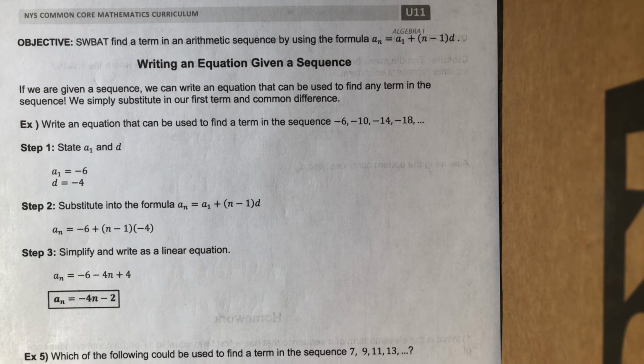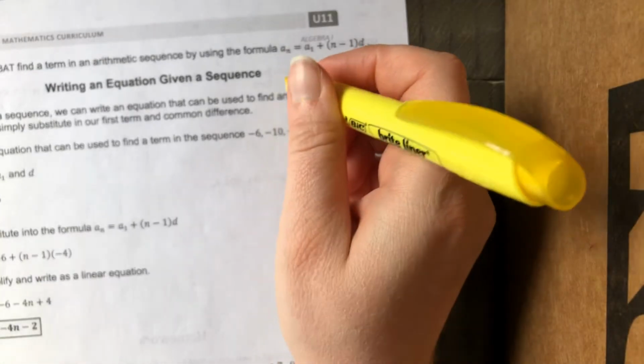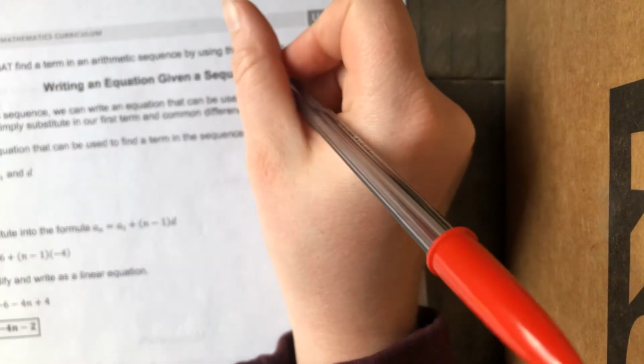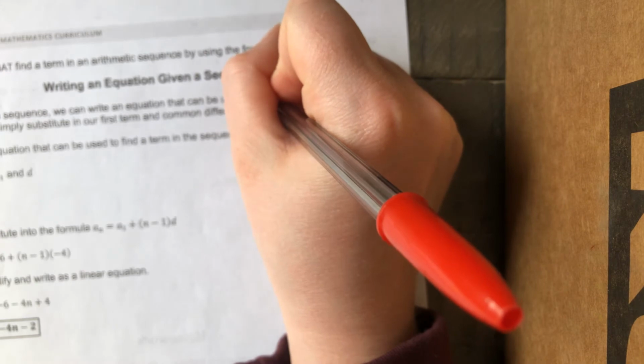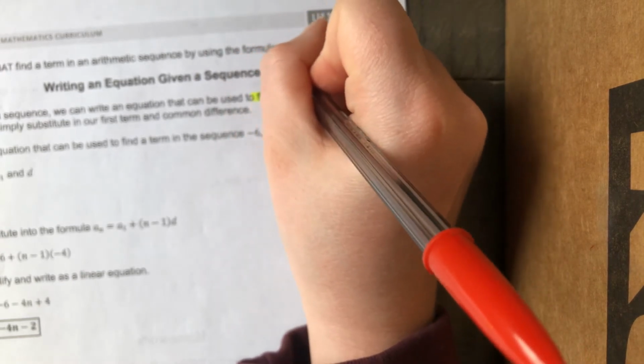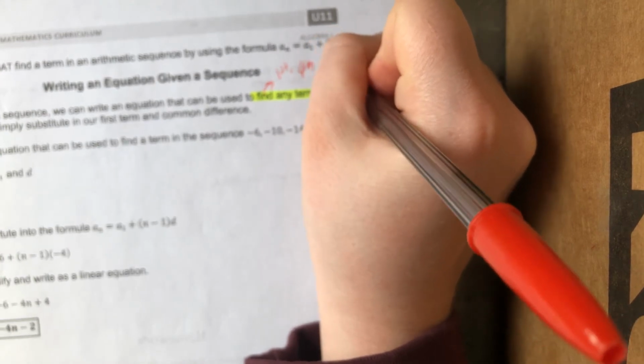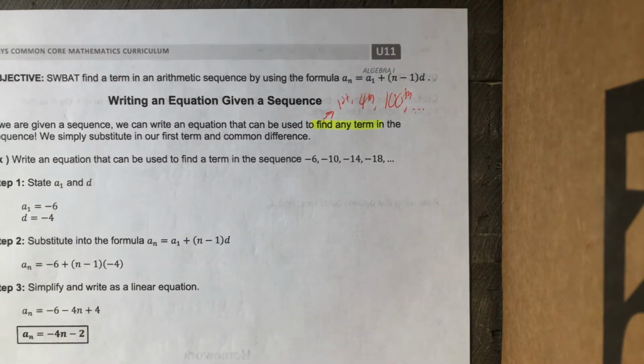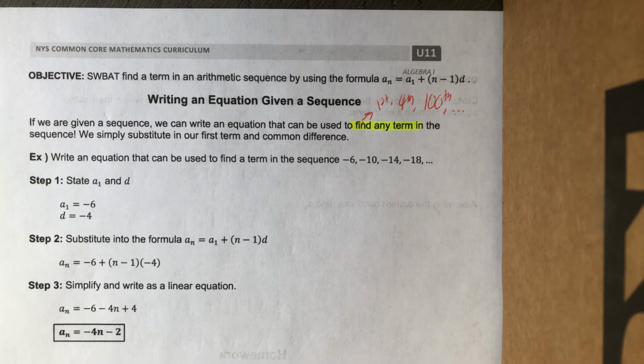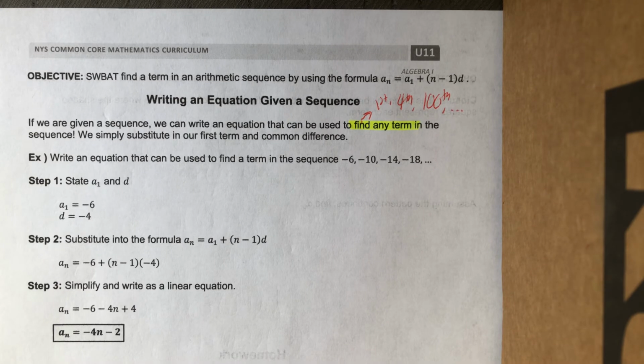All right, I'm going to just go back for a minute and highlight. It means we can find any term. If it says any term, that could be like me finding the first term or the 4th term or the 100th term. I could find any number that I want by using a formula. That's what we want to do, write a formula.